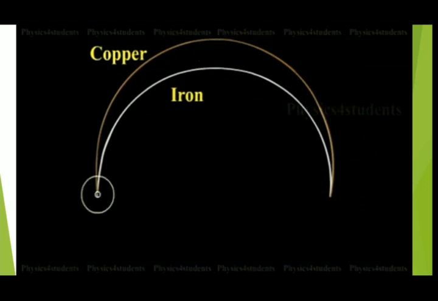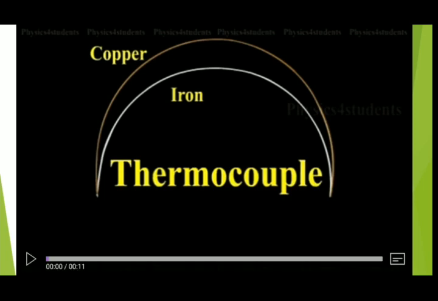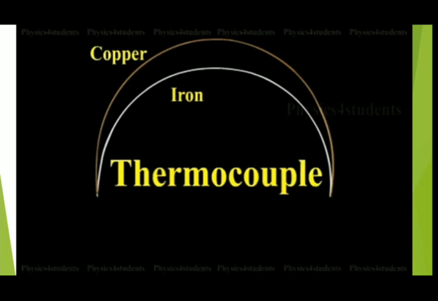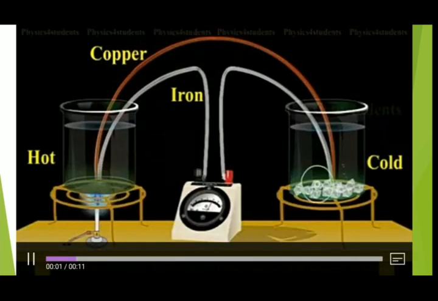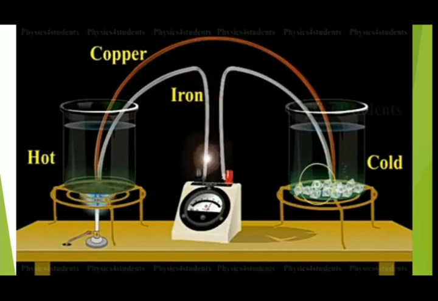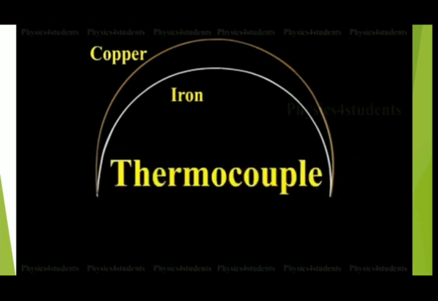In a copper and iron thermocouple, this is called a thermocouple, the direction of the current is from copper to iron at the cold junction. Are you clear, children? This is the Seebeck effect. And the magnitude of the EMF developed in the thermocouple depends on the nature of the material forming the thermocouple and the temperature difference between the junctions.